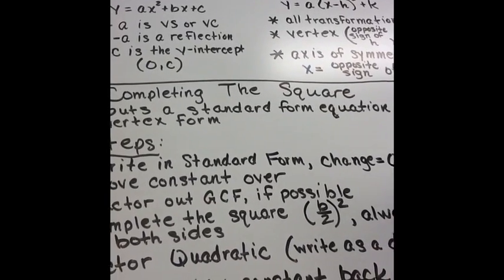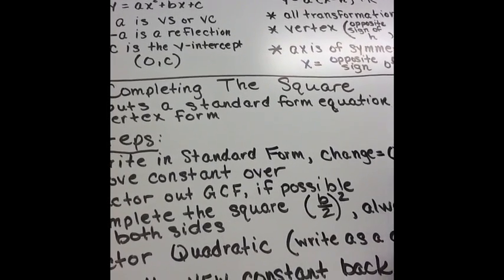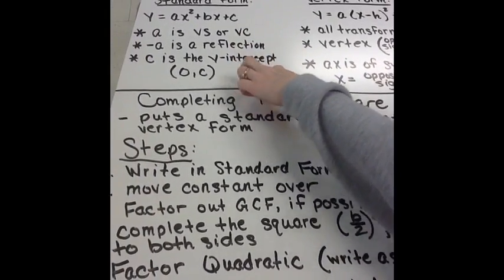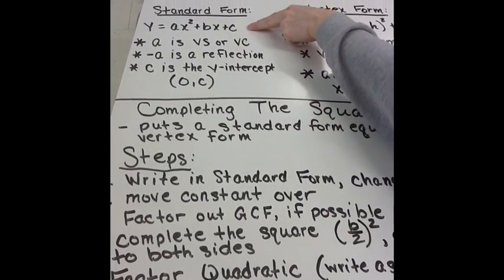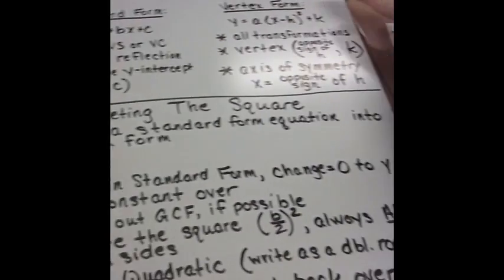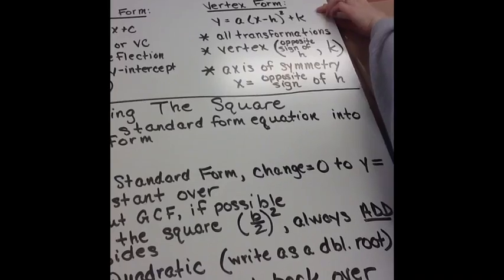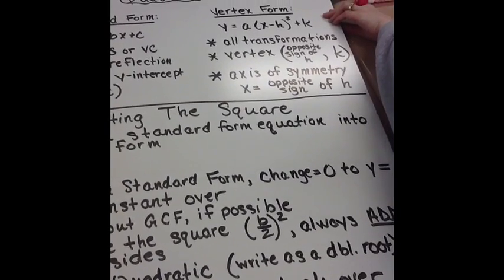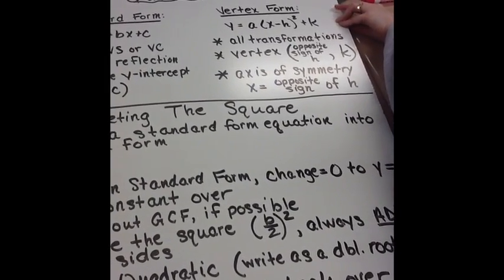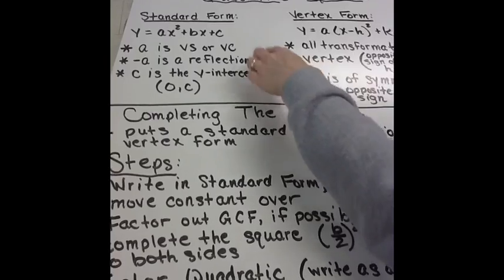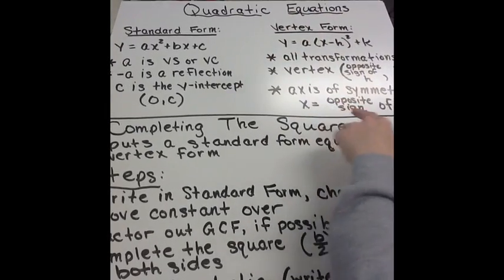Alright, today we're going to be figuring out how to transform our quadratic equations from standard form, which is y equals ax squared plus bx plus c, to our vertex form that you learned about yesterday, which is y equals a(x minus h) squared plus k. Before we actually get into it, we just want to talk real quick about the differences between the standard form and the vertex form.